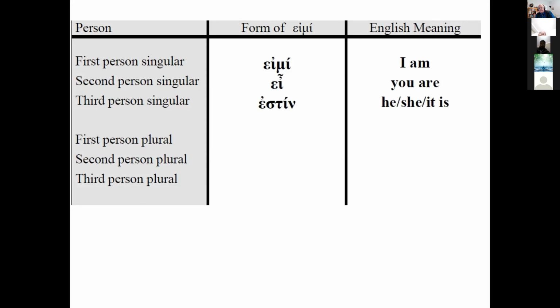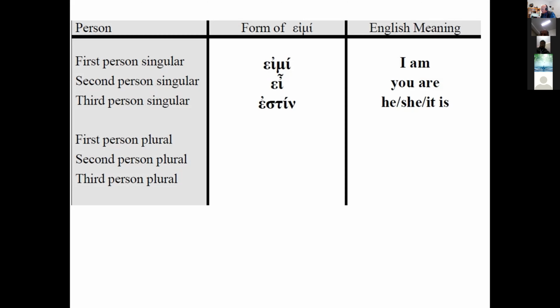how to conjugate verbs. We decline nouns, but we conjugate verbs. I am, you are, you singular are, ei. And notice the accent, please, over the iota, ei. We must have this, because if we don't have this circumflex accent over the iota, it means something different. So eimi, ei, estin. I am, you are, he, she, it is.